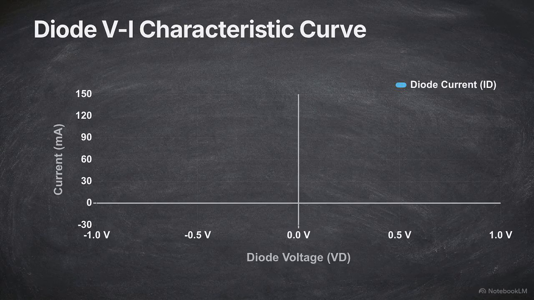Now that we have these specific values, we can move to the next video to plot them onto a standard VI characteristic curve.